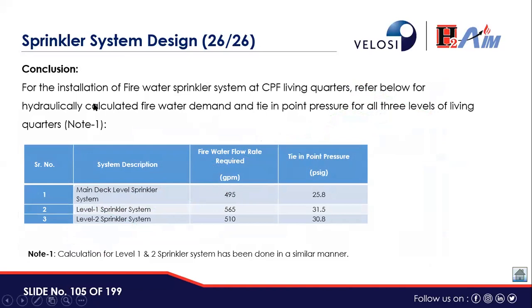So the conclusion of this part of the scope is that for the installation of firewater sprinkler system at CPF living quarters, refer below for the hydraulically calculated firewater demand and time points pressure for all the 3 levels of living quarters. For example, for the main deck level sprinkler system, the firewater flow rate requirement was 495 gallons per minute. Similarly, for level 1, level 2 sprinkler system, we have calculated in the similar manner by utilizing the pipe software, and then these are the results.